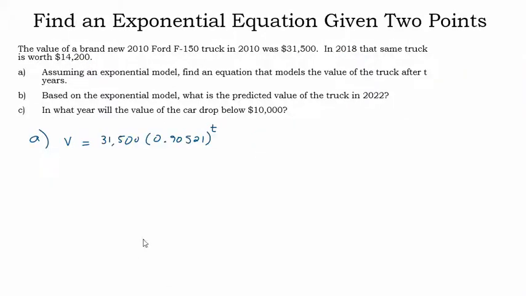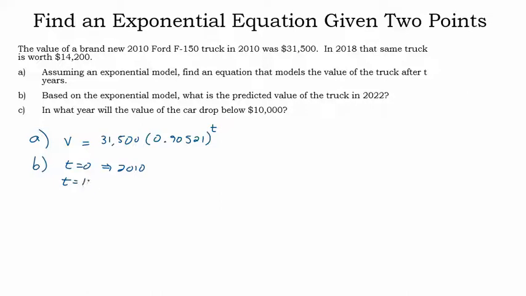All right, so I've transferred our model equation here to the next page, and I've added a couple more digits to my base just to get a little more accurate answer. Part B says, based on the exponential model, what's the predicted value of the truck in 2022? Remember, t equals 0 corresponds to the year 2010. So 2022 would be how many years after 2010?